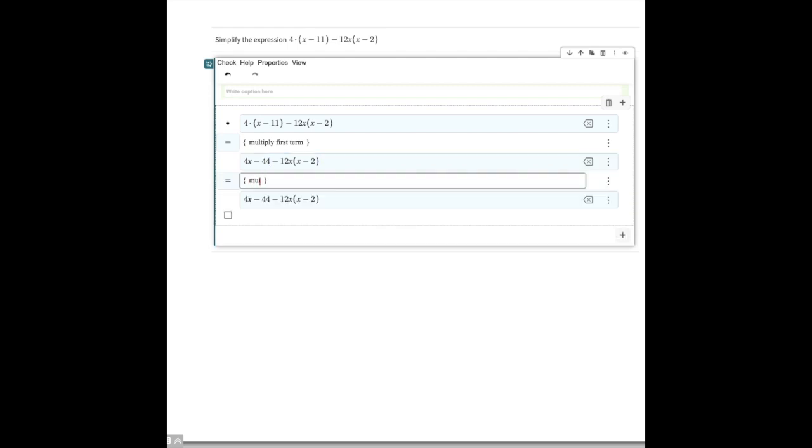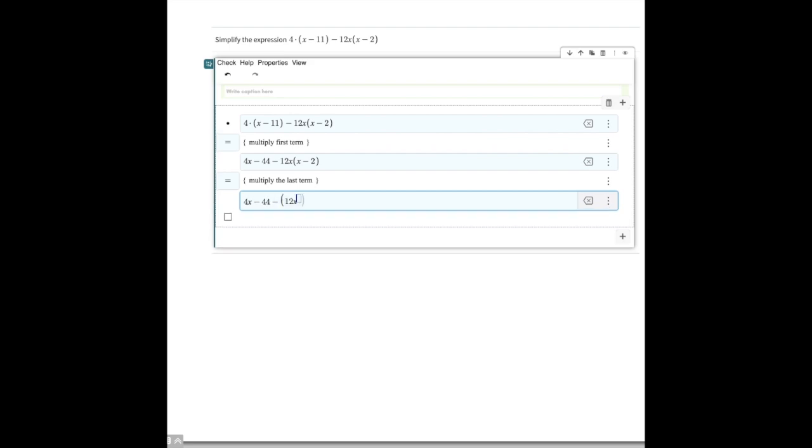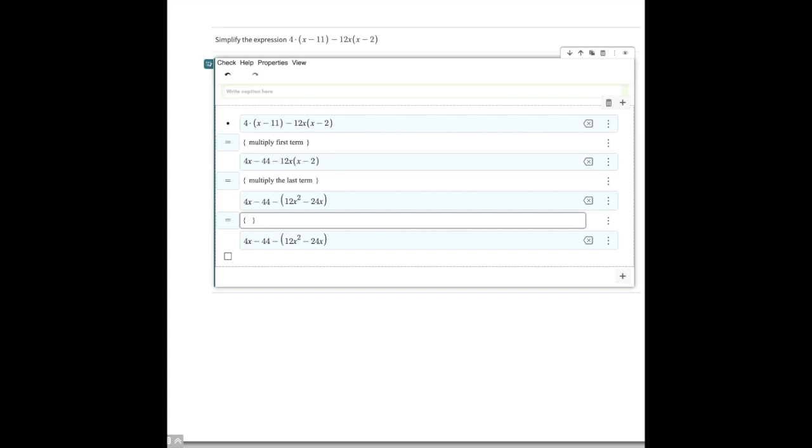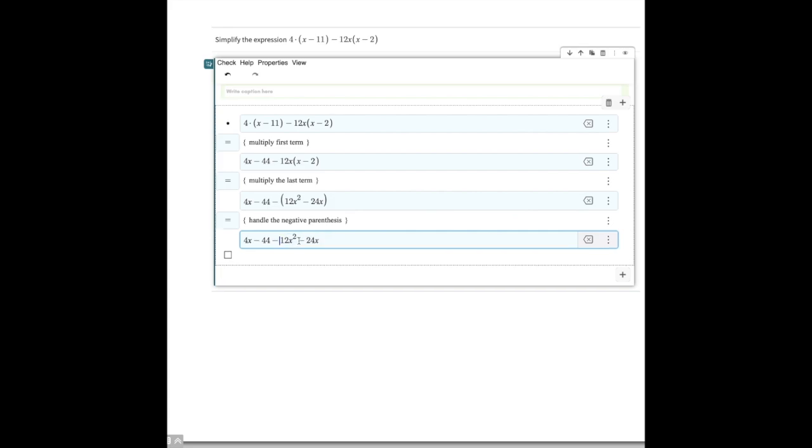Then we multiply the last term, and that will give us, let's leave the minus there in front, so this will be minus 12x squared minus 24x, like this. Then we handle the negative parentheses. So this means that we are removing the parentheses, so the first term will be negative, but the second one will be positive, like this.